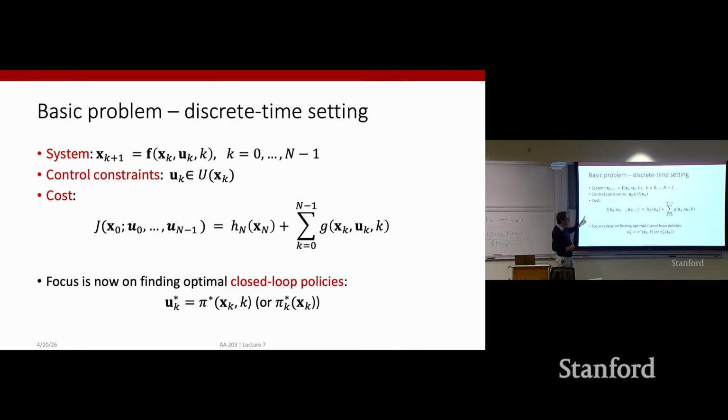The main difference is that now we are interested in finding optimal closed-loop policies. That is, we want to find the solution in the form of a function pi star. Star means optimal in optimization in general. That maps whatever state you're in and whatever time you're in into the optimal thing to do with respect to this cost function.